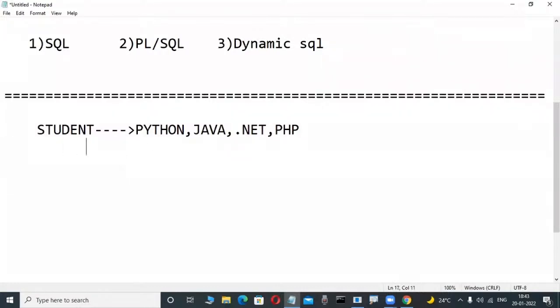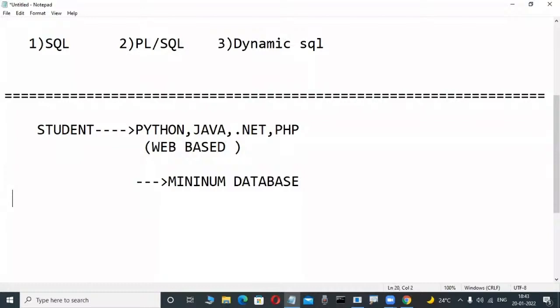These types of web-based application programmers need minimum knowledge of a database on the project side. Why? Suppose Java programmers use JDBC on projects, so they are compulsorily using relational databases. .NET programmers have ADO.NET, and in that they are also using databases. In those databases, stored procedures are a regularly used concept.